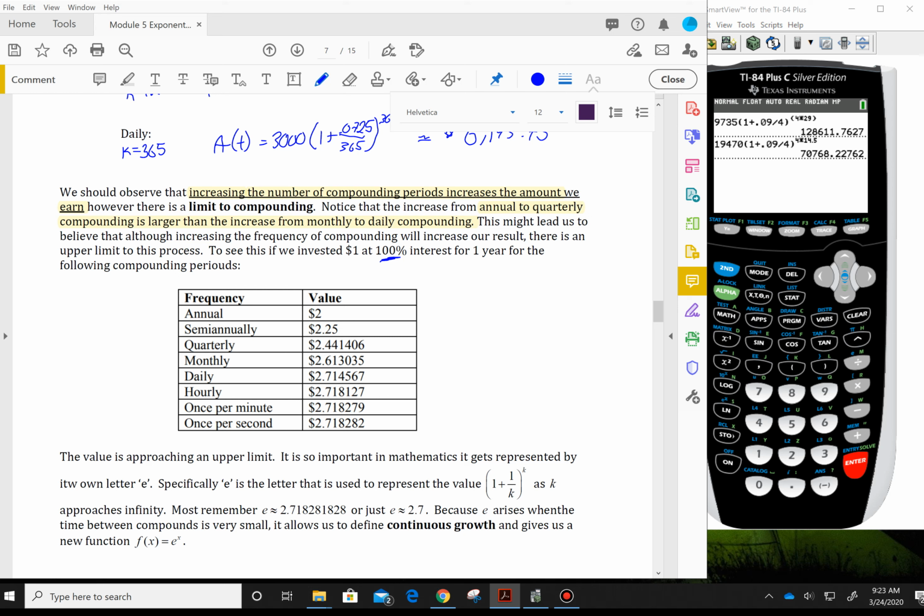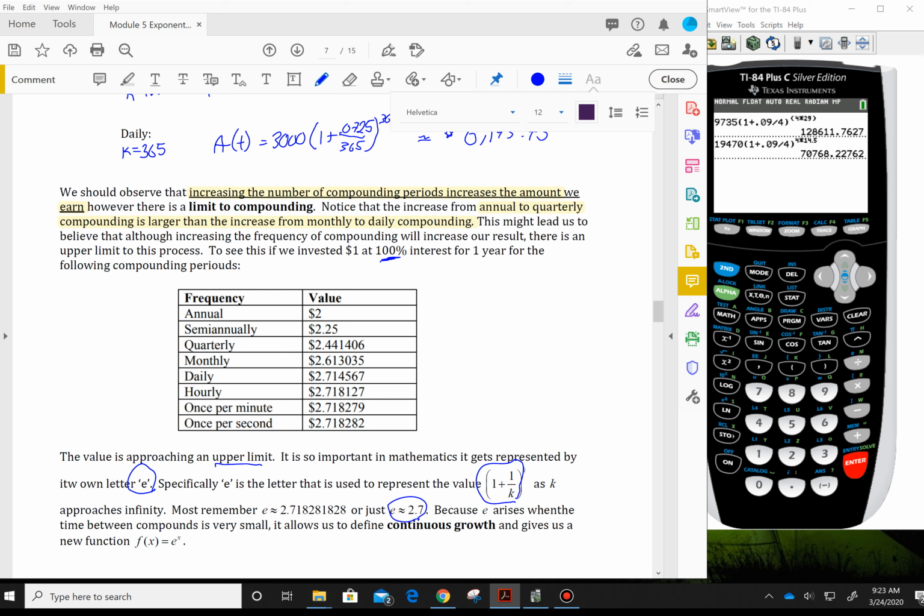Notice that this value, the value of $1 after 1 year, is approaching an upper limit. This upper limit is so important in mathematics, it gets represented by its own letter, e. Specifically, e is the letter that is used to represent this value as k approaches infinity. Most people remember e as the number 2.718281828, or just e is about 2.7.